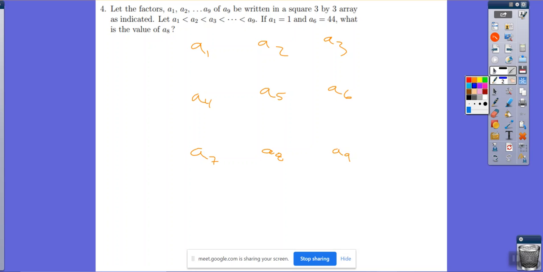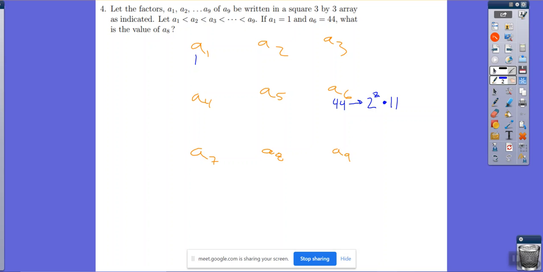And it says that A1 is 1. It says that A6 is 44. So here's the thing. All of these numbers have to be a factor of one number. So we need to figure out what that one number is. So the first thing I'm going to do is take this 44 into prime factorization. And in prime factorization, it's 2 to the second times 11 to the first.